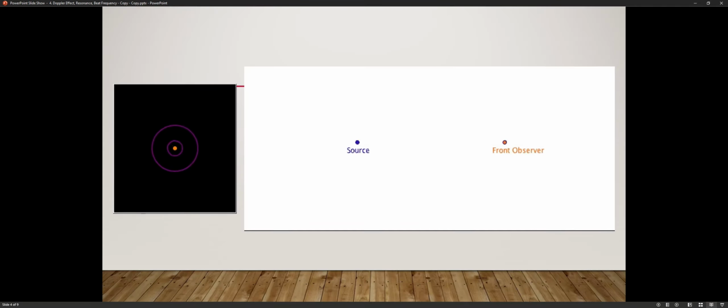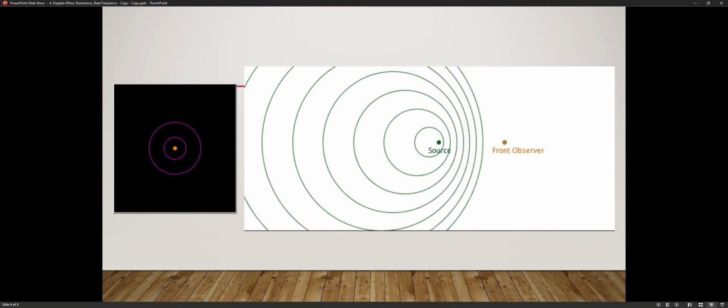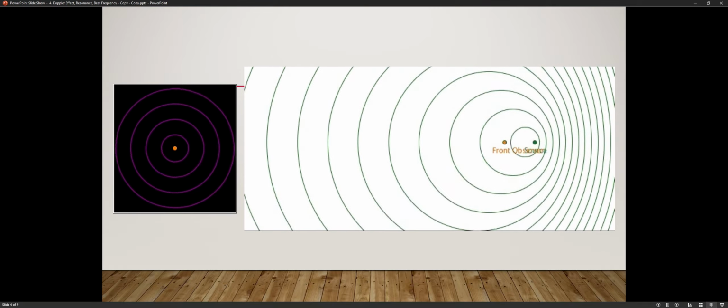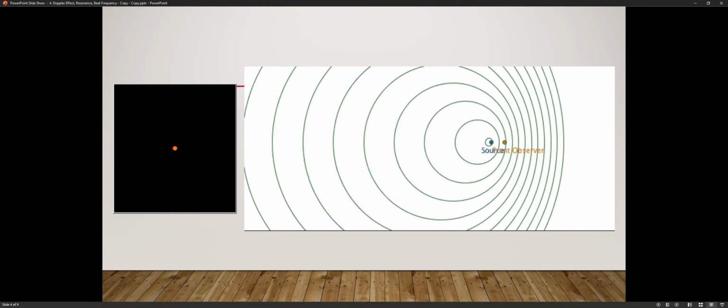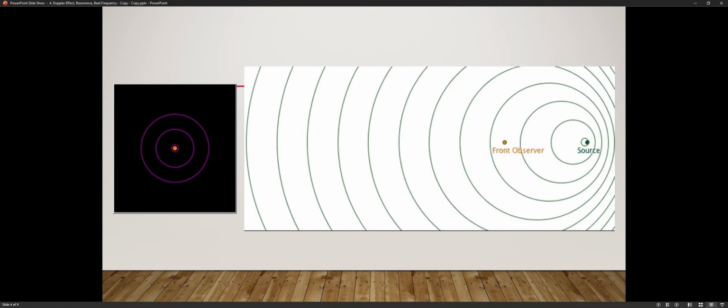So exactly what is happening there, right? How does that happen with waves? Because there's a reason why you hear a difference in pitch. So I want you to focus on the left GIF, all right?